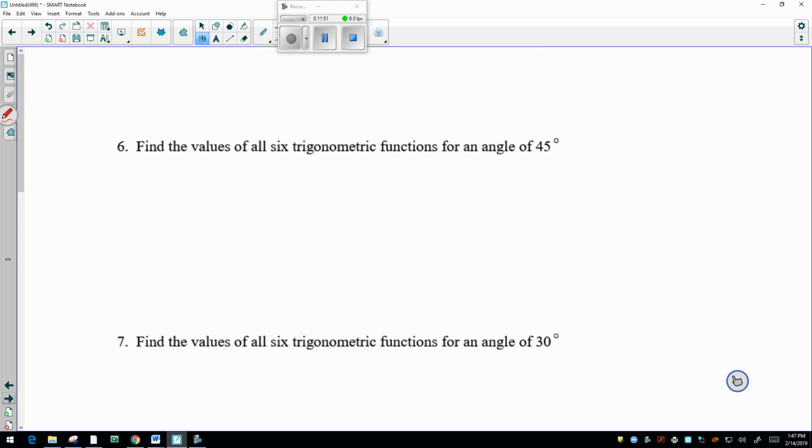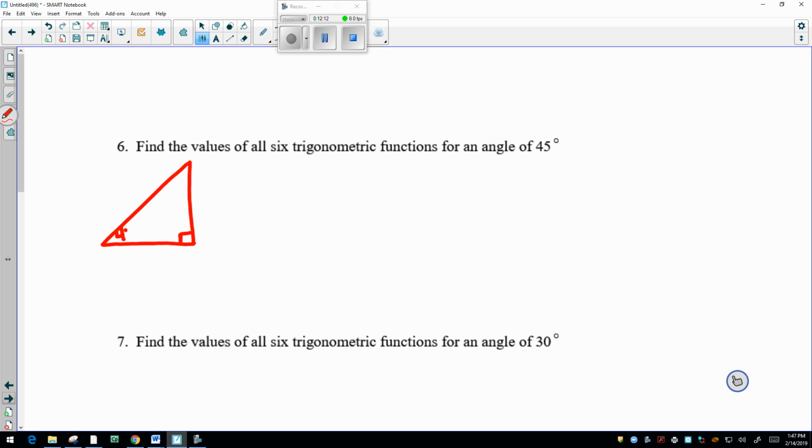And then when we are applying these trig functions, we're going to take a look right now at two of the triangles that we will need to have committed to memory. Again, we should have used them last year in Algebra 2. And then we're going to see how we can apply the other formulas. So we're going to try and find the values of all 6 trig functions for an angle of 45 degrees.